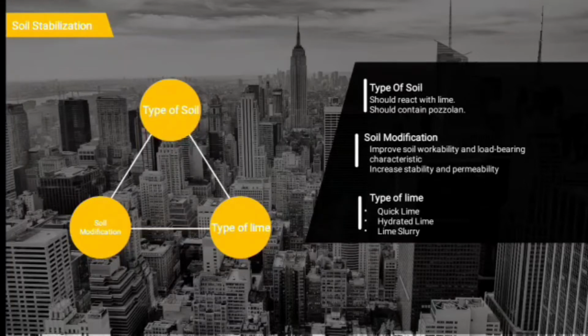Lime is an excellent choice for short-term modification of soil properties. Lime can improve soil workability and load-bearing characteristics. It also increases the stability and permeability of soil. There are three types of lime: quicklime, hydrated lime, and lime slurry.